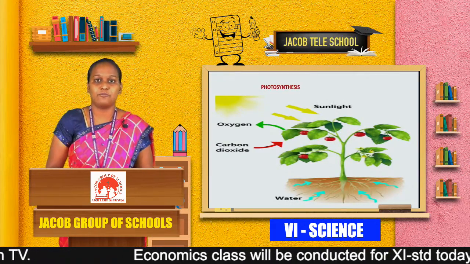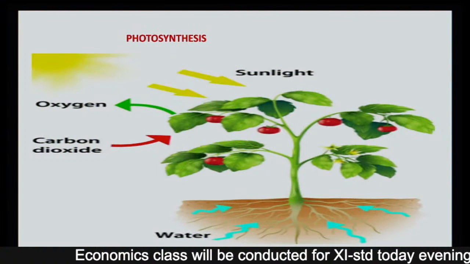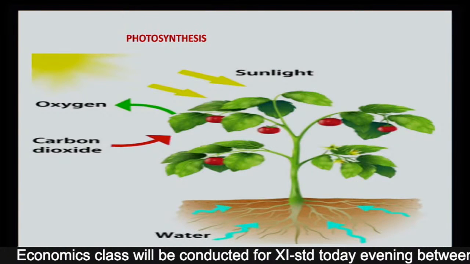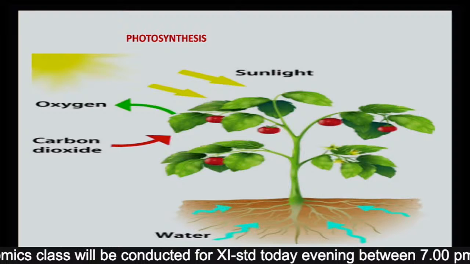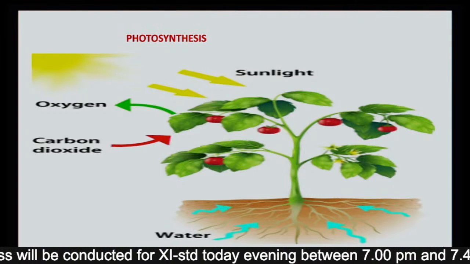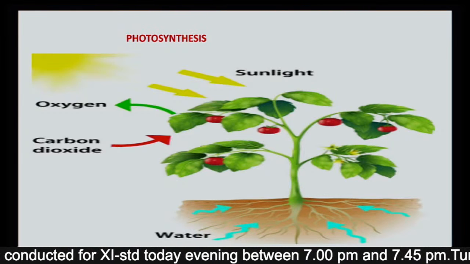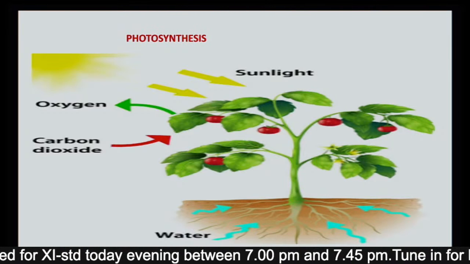Plants prepare the food by a process called photosynthesis. Photo means light, synthesis means putting together. For this photosynthesis process, sunlight plays a major role. Look at the picture, children. The water and minerals are absorbed from the roots and taken to the stem.